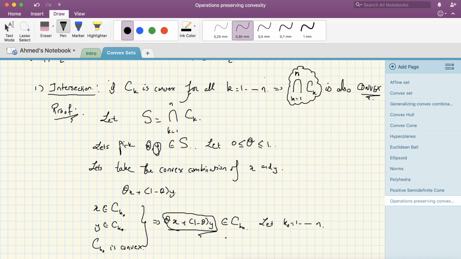What does that mean? Since it falls in C1 and C2 up till Cn, it means that simply this point will fall in the intersection of all the CKs, which is the set S, and the proof is done. So we proved it by the definition.